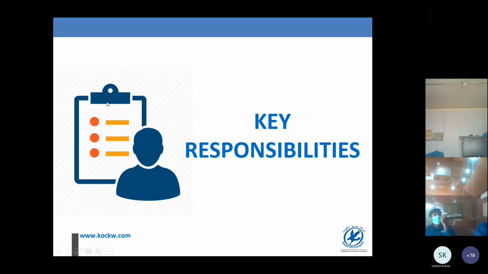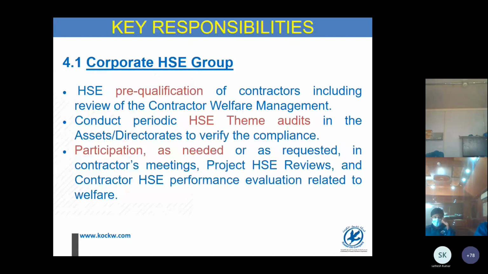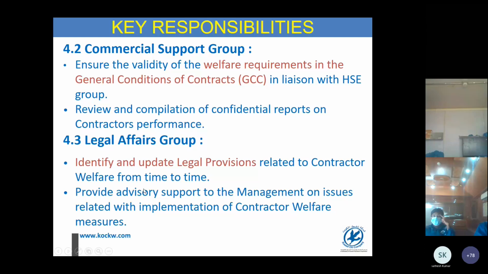And let's continue with the key responsibilities. I am now showing the key responsibility slide. Basically, we have some internal groups like the corporate HSE group. They will be responsible for the pre-qualification. And again, there is a commercial support group there. They ensure the validity of the welfare requirements in the GCC, which is the general conditions of the contract, which I'm sure everyone is aware of, and review and compilation of the confidential quarterly reports. We have the legal group also. They will be focusing on the legal provisions related to the welfare from time to time.